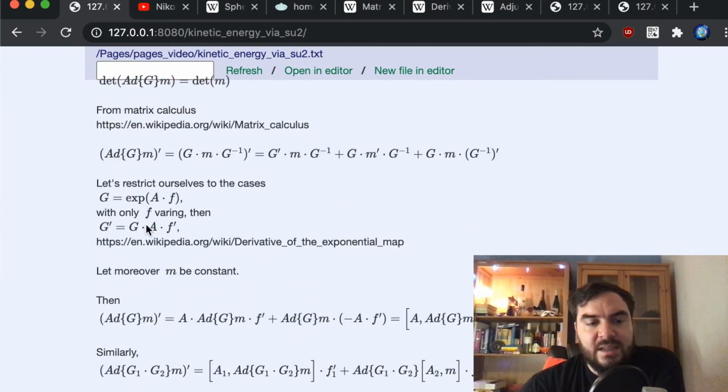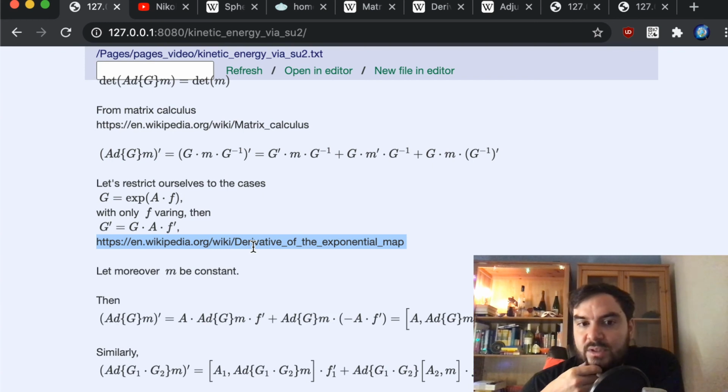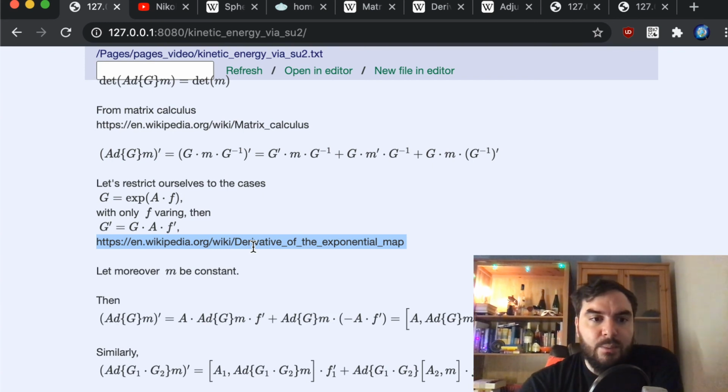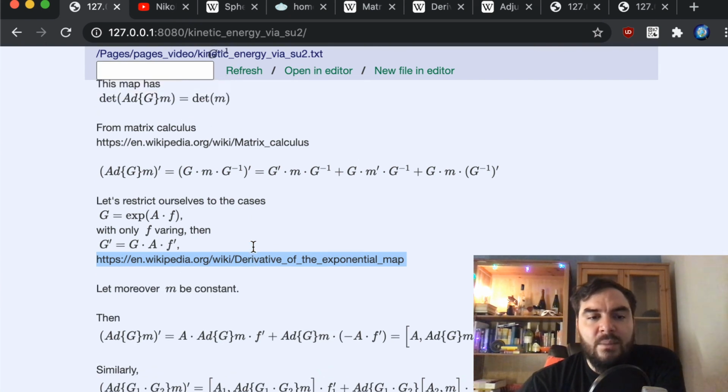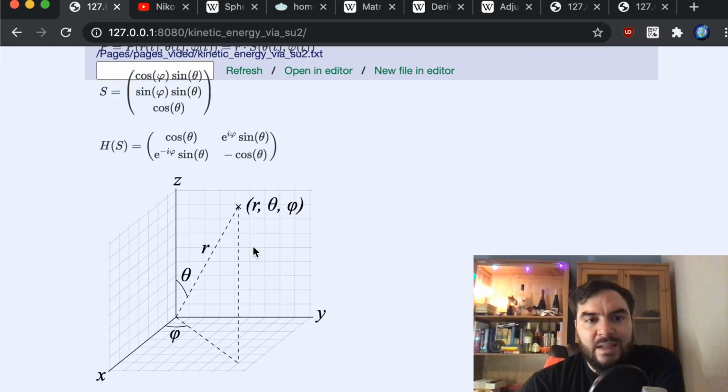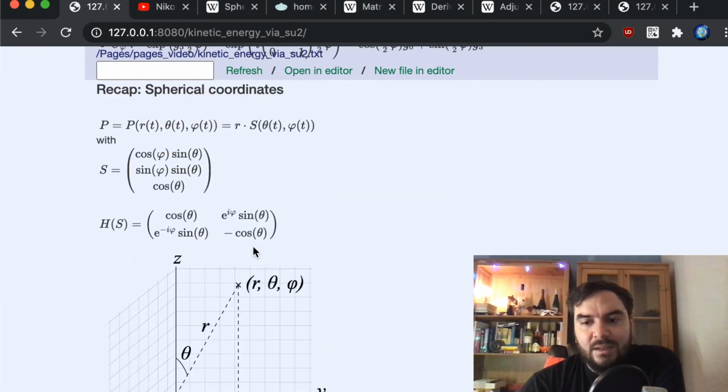So that's exactly this rule, and this is why I'm motivated. This is what I'm motivated in this, where I quickly browsed over the Wikipedia page on the derivative of the exponential map. Okay, so we are going to get the kinetic energy by getting the square of the norm of the velocity, and the norm is just a determinant.